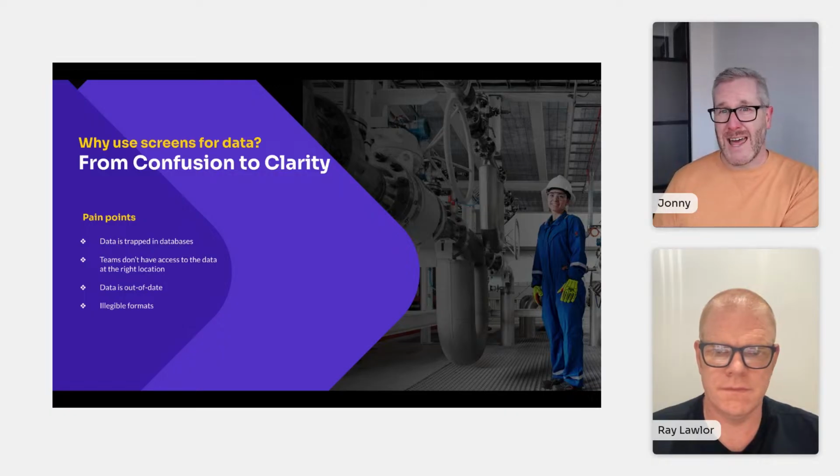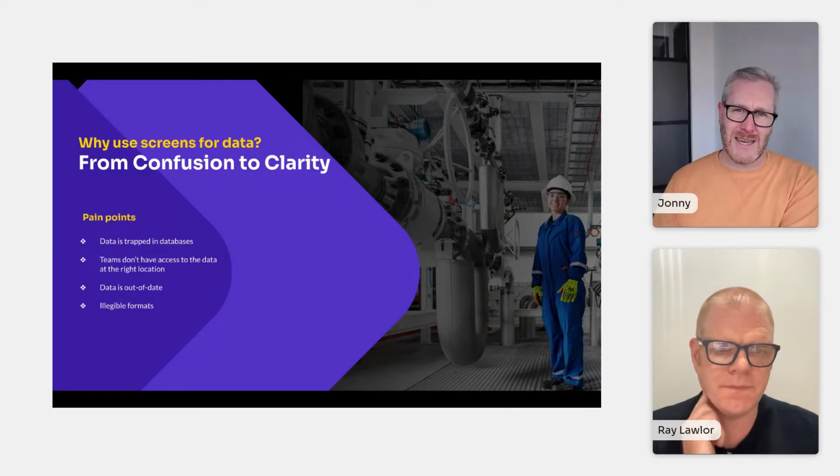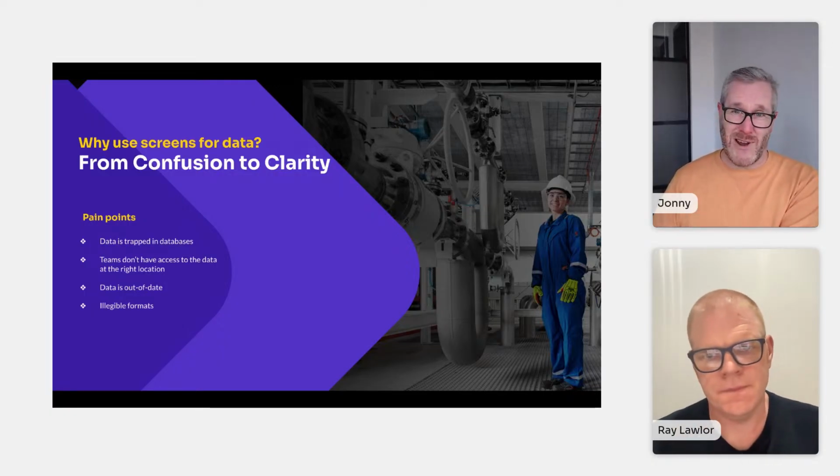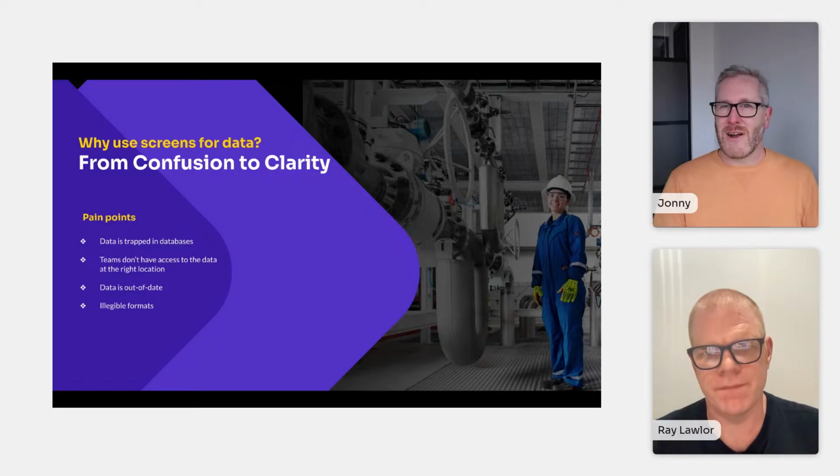And then another illegible format. So having data either in formats that can't be read if it's on a screen, or in formats that aren't clear enough for people to understand how to make decisions based on it. If it's just a lot of numbers, very few people can interpret that into ways that they can make good decisions. So based on those pain points, what's the cost to the business?